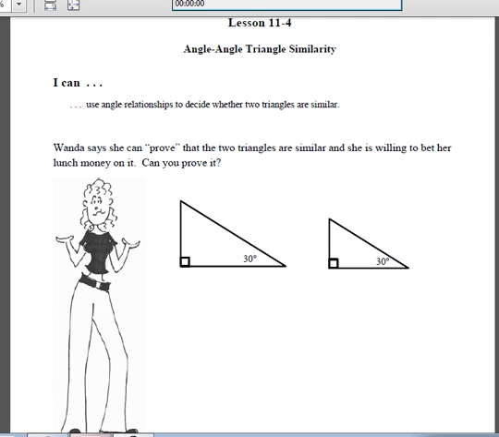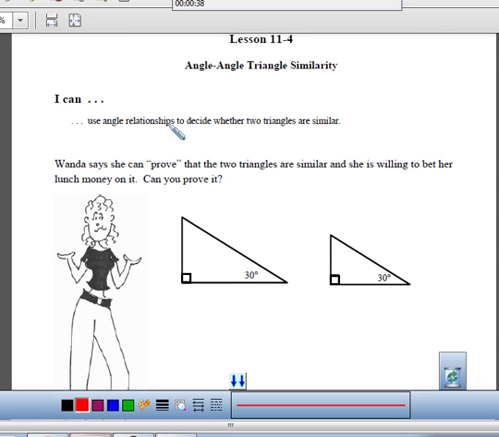Let's go ahead and take a look at the learning target for this lesson. I can use angle relationships to decide whether two triangles are similar. So we're actually going to write a couple of things down. The first thing we're going to write down, if you have an older brother or sister or parents who were good at math, you can ask them about this. We're beginning something called proofs.